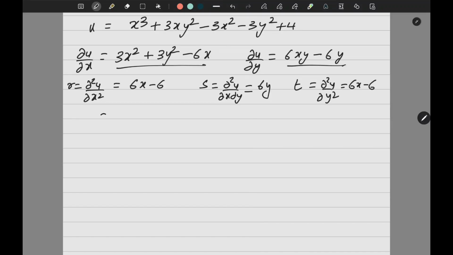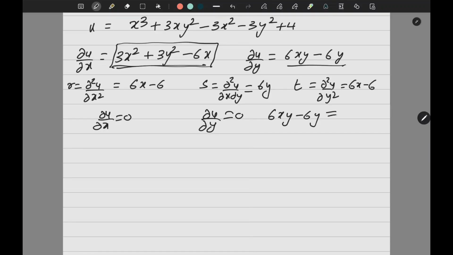I will equate ∂u/∂x to 0. Now if I look at this, it is a bit complicated. If I equate it to 0, I will not get anything. So let me try the second one. If I do ∂u/∂y equal to 0, that means 6xy − 6y is equal to 0. I can take 6y common, so 6y(x − 1) is equal to 0. So y is equal to 0 and x is equal to 1 are the 2 possibilities I got from this.